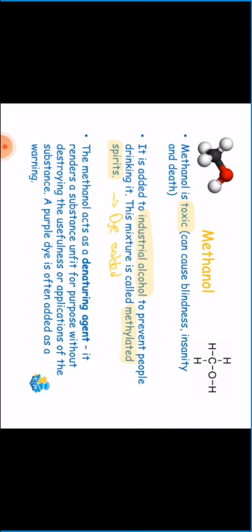Methanol acts as a denaturing agent, and if you're studying biology, you'd understand about enzymes denaturing with the active site changing shape. So basically, a denaturing agent renders a substance unfit for purpose without destroying the usefulness or application of the substance. And as I've said above, a purple dye is added to methylated spirits as a warning.